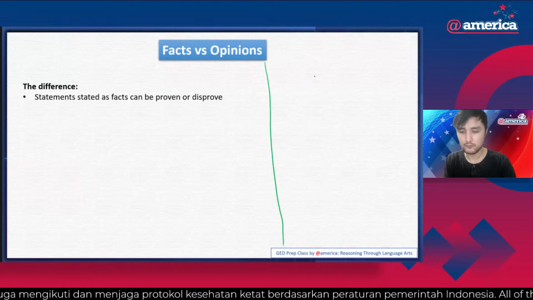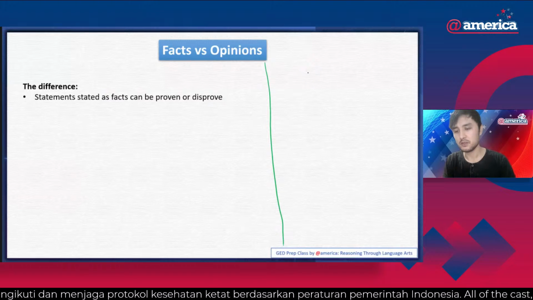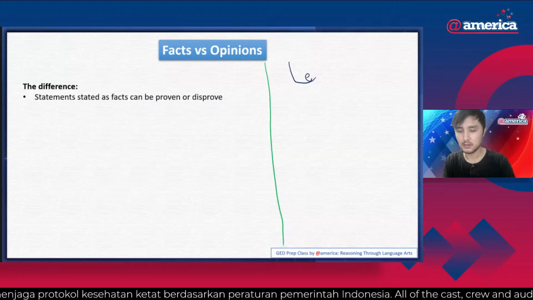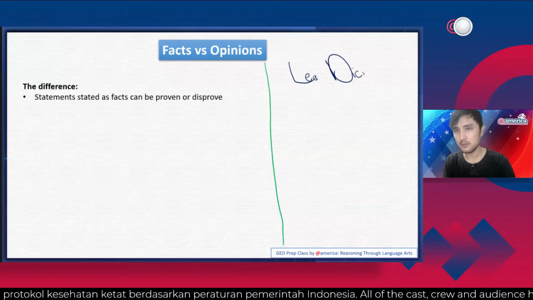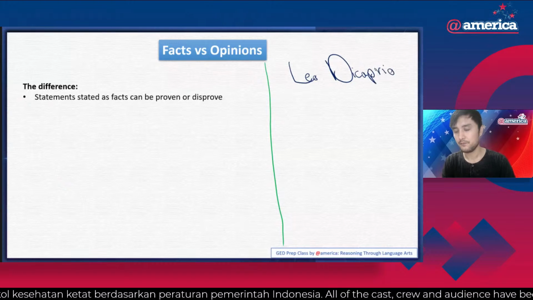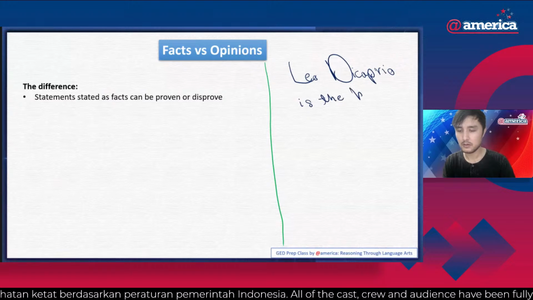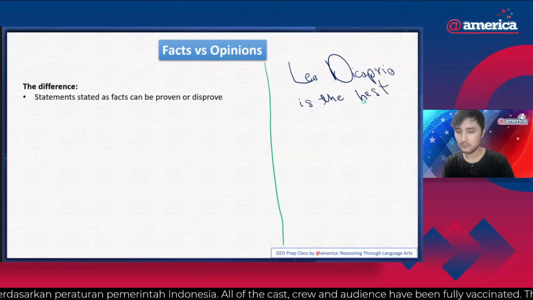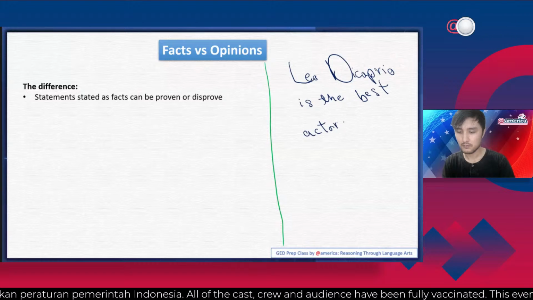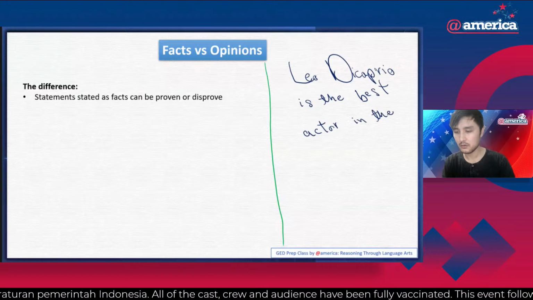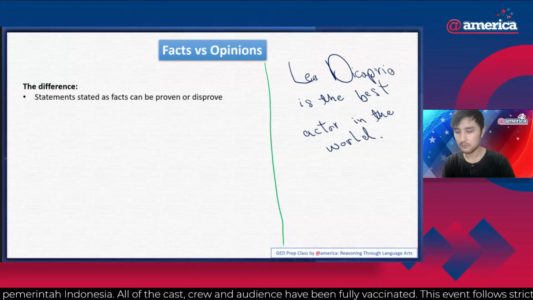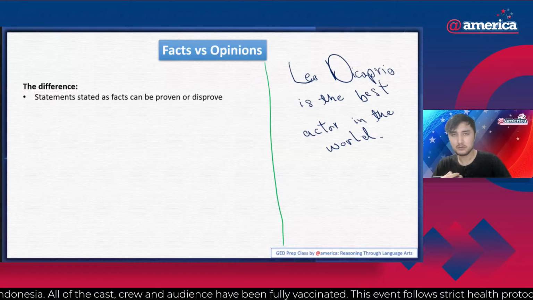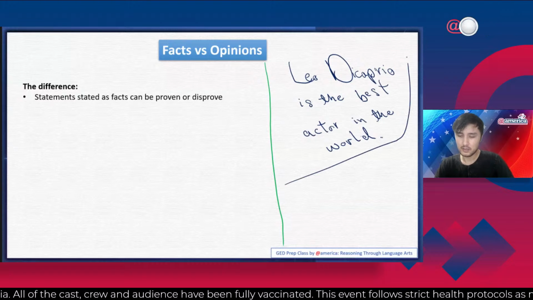For instance, let's say, who's your favorite actor? Let's say that Leonardo DiCaprio is the best actor in the world. A statement like this cannot be proven or disproved. So this is regarded as opinion.